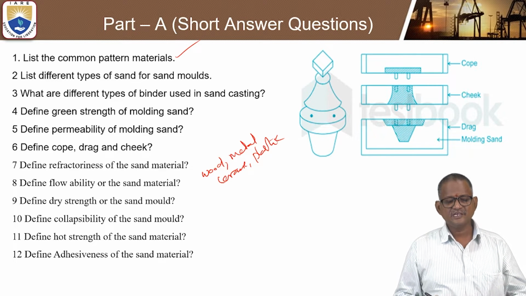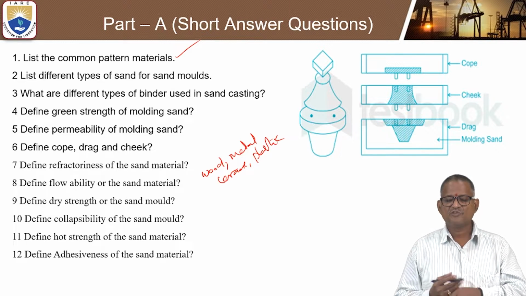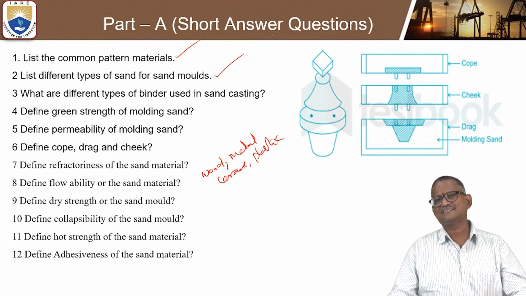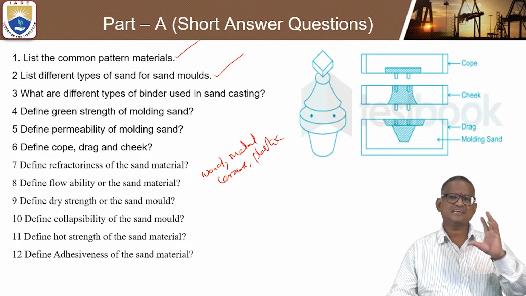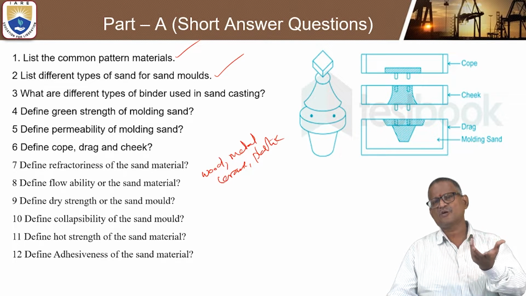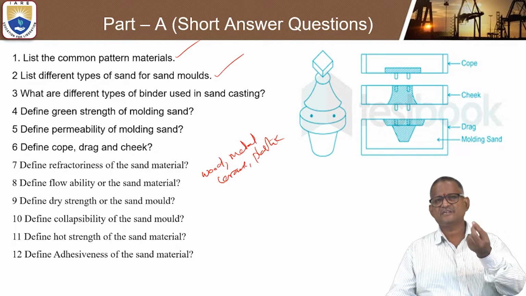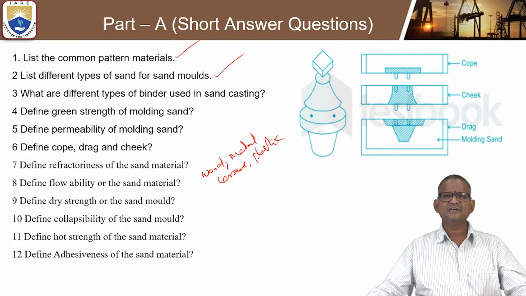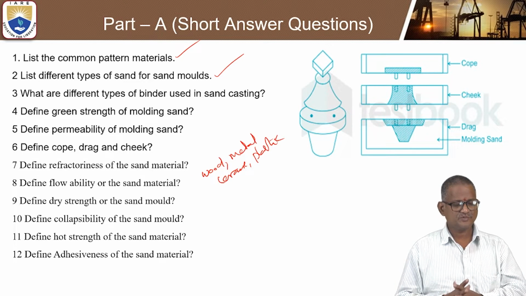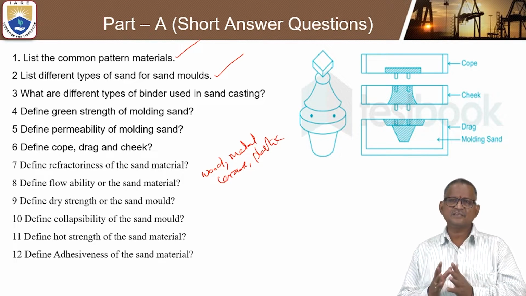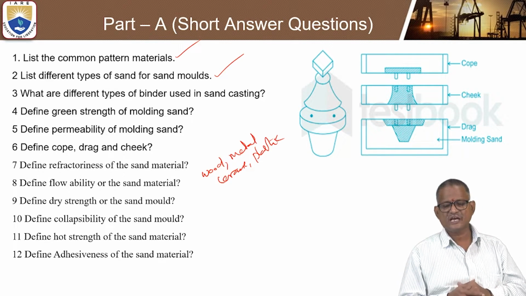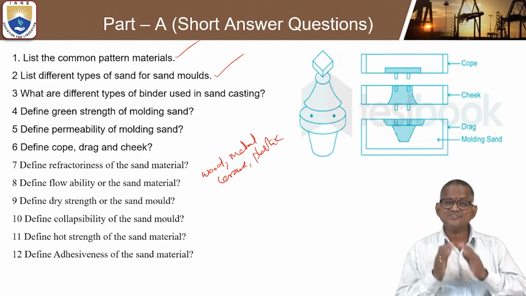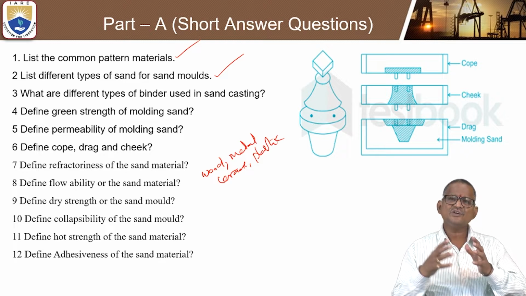Similarly, list different types of sand for sand molds. In general, dry sand and green sand, molding sand. The sand may consist of various compositions like bentonite, silica, clay, etc. All of these are added together, either in a hand molding process or a machine molding process, etc. Then another important short answer question is, what are the different types of binder used in sand casting? Why do you need to use the binder? To have good strength.